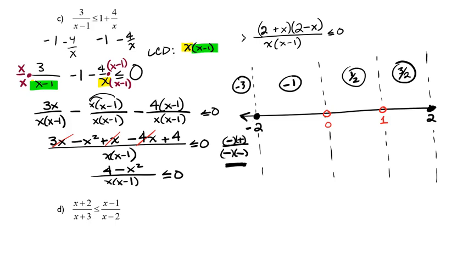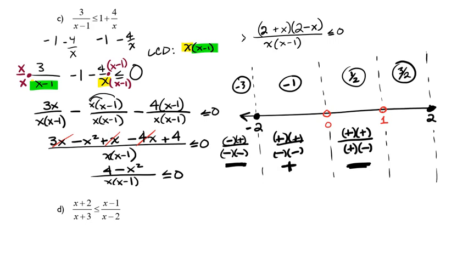On the interval from negative 2 to 0, substituting negative 1 in, I will have a positive times a positive over a negative times a negative. This will give me a positive region, or positive interval. When I substitute 1/2 in, I will have a positive times a positive over a positive times a negative. This will give me a negative interval.